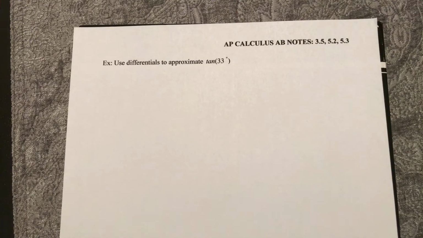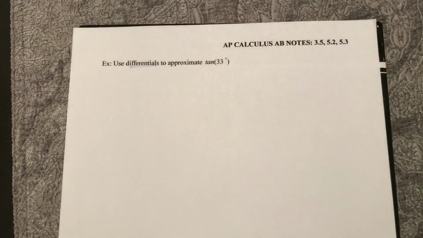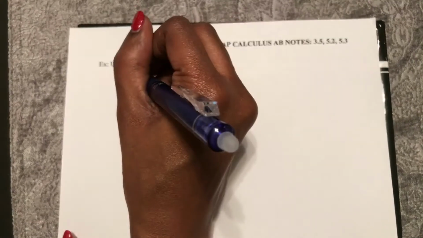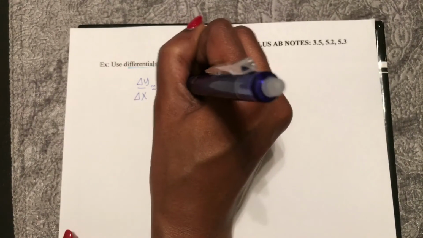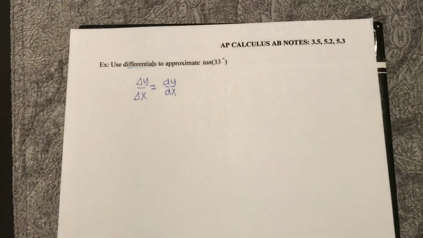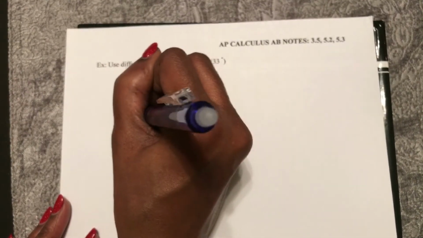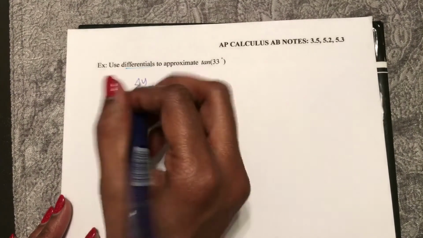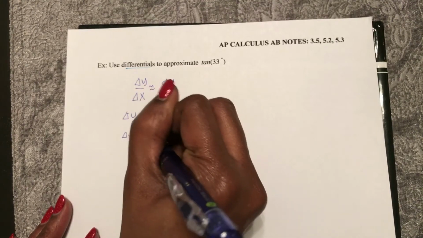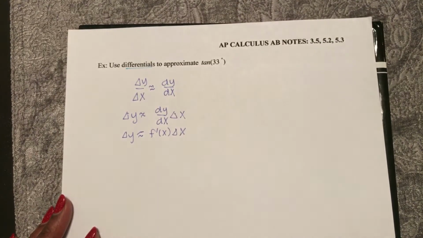So here in our last example, we're going to use differentials now to approximate tangent of 33 degrees. If I'm going to use differentials, I'm going to start with my connection. Delta y over delta x is approximately dy/dx. So that is, delta y is approximately dy/dx times delta x. dy/dx is f prime of x.